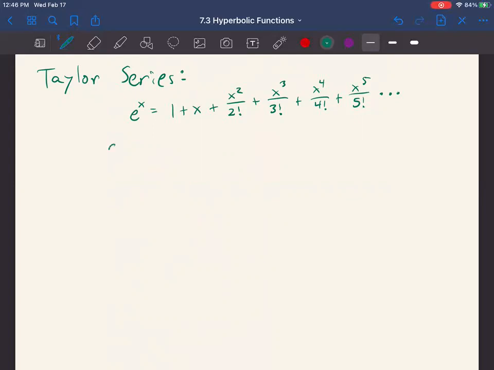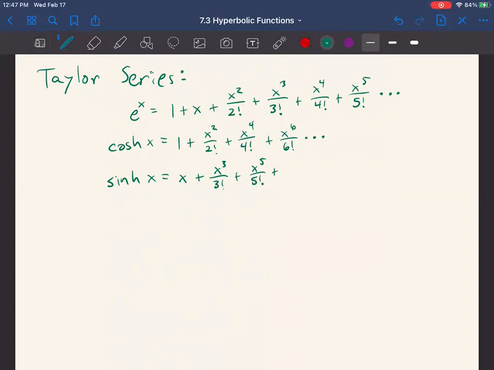The hyperbolic cosine, the cosh of x, turns out to be 1 plus x squared over 2 factorial plus x to the 4th over 4 factorial plus x to the 6th over 6 factorial, so on and so forth. The sinh turns out to be x plus x to the 3rd over 3 factorial plus x to the 5th over 5 factorial plus x to the 7th over 7 factorial, so on and so forth.